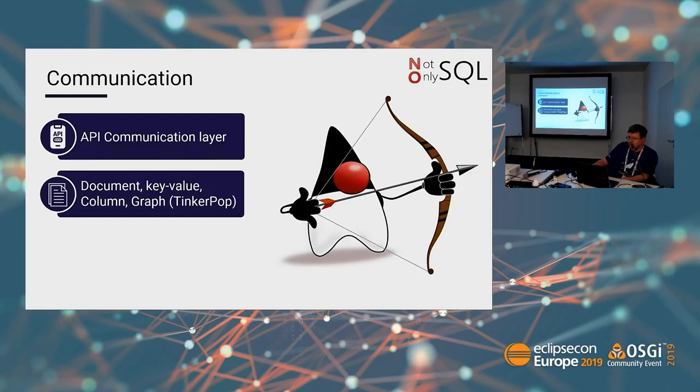It offers a communication layer and a mapping layer for particular types like document, key value, column, or graph. Especially for graph, it makes use of other established solutions, especially Apache TinkerPop.